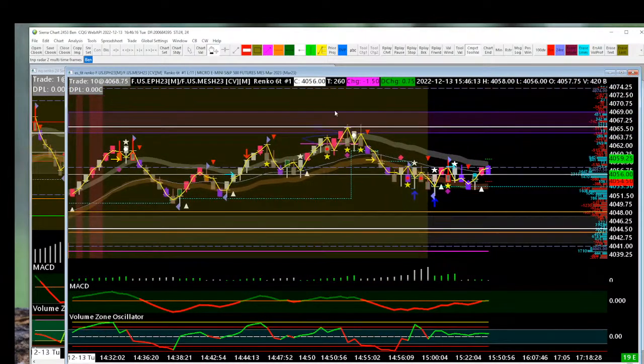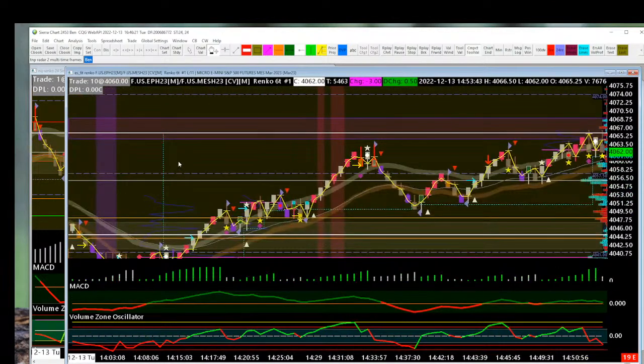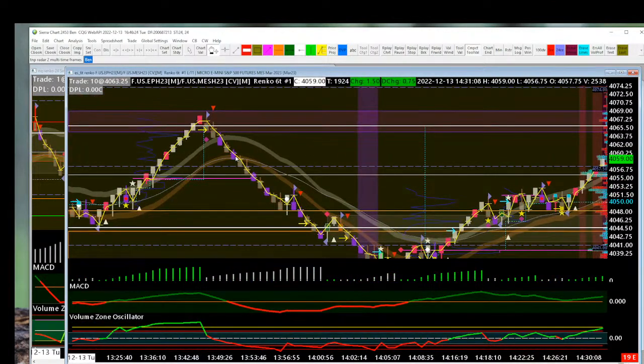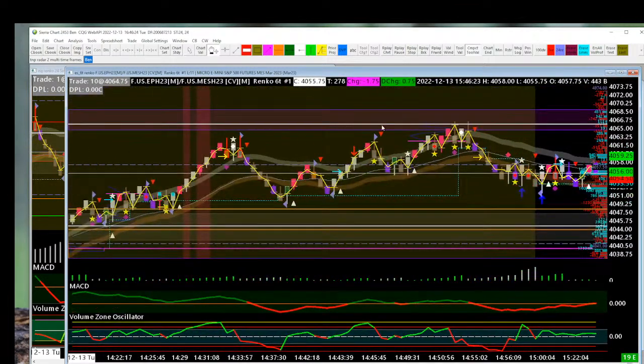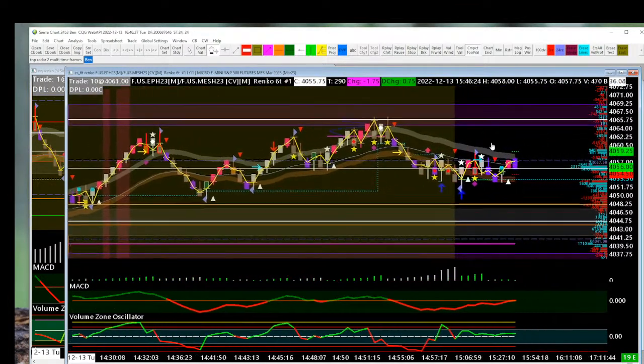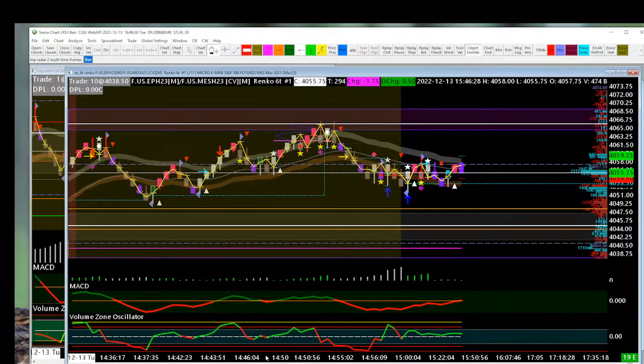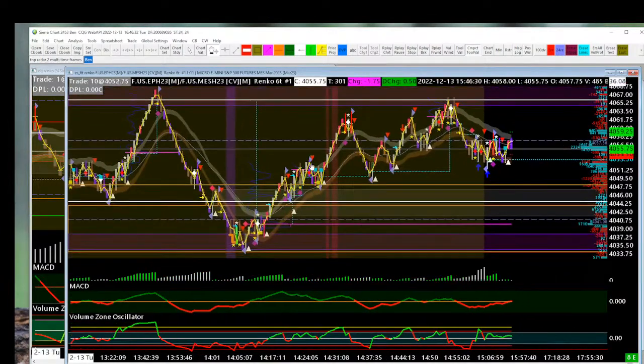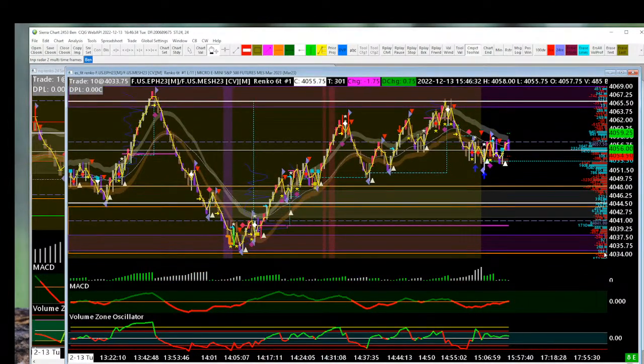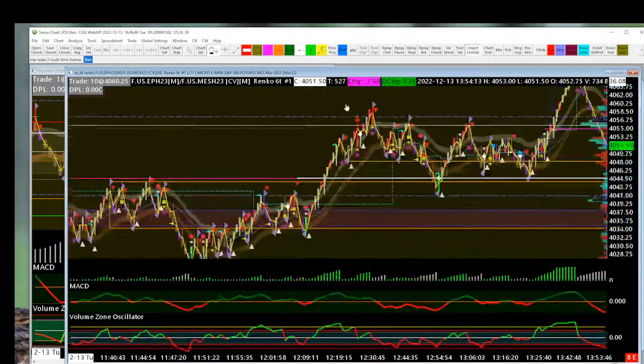Okay, but the problem is there's another one up here, right? This is that other one. And they've rejected out of it once, twice, right? Like, it could just go back and forth between 40.35 and 40.65. Back and forth and back and forth. And you could buy this and sell this, and that's fine, right? Whatever you want to do is totally cool. But I just want to show you how once you have that structure to the market.